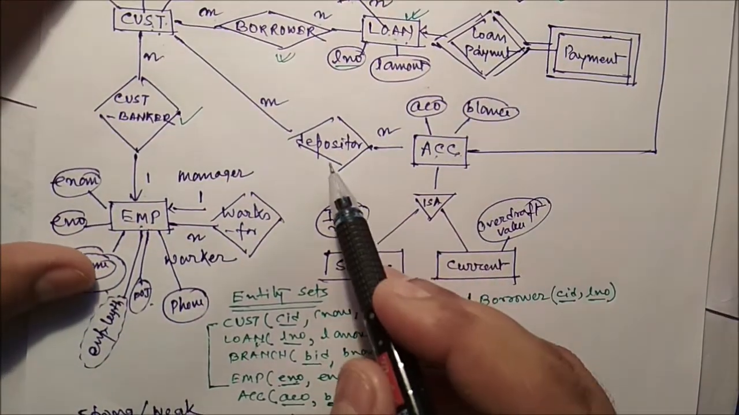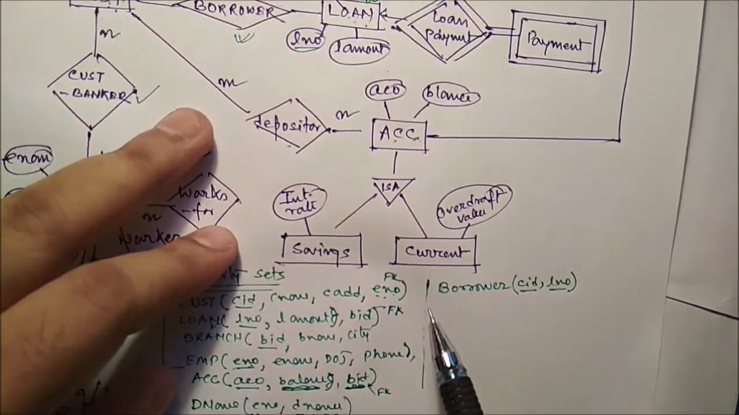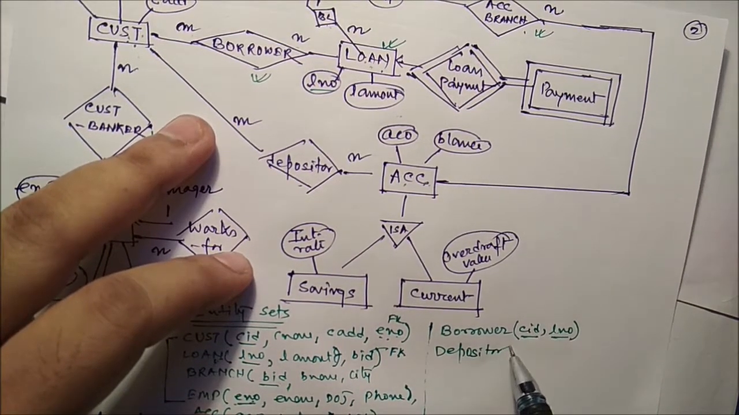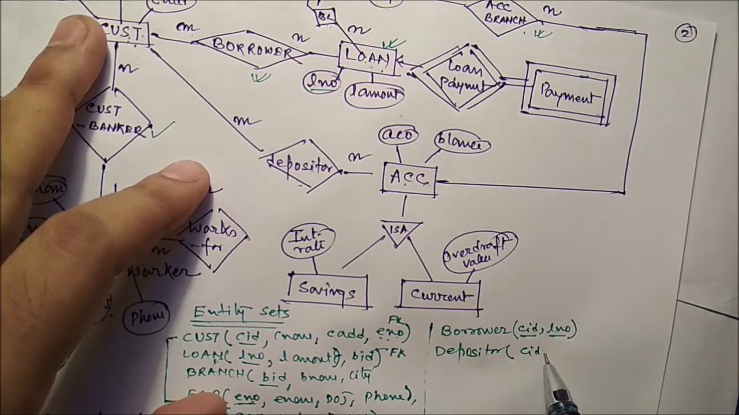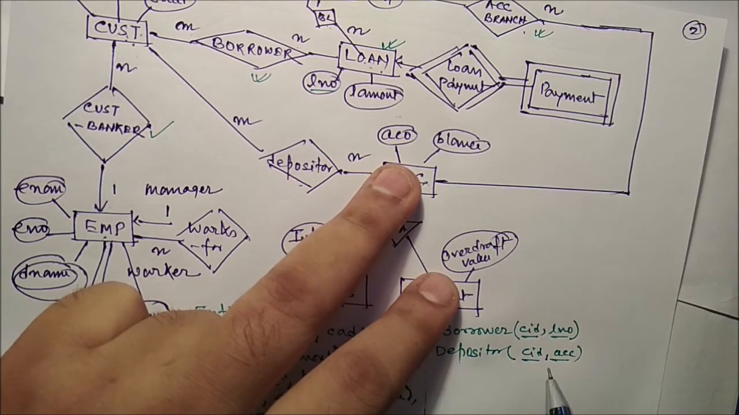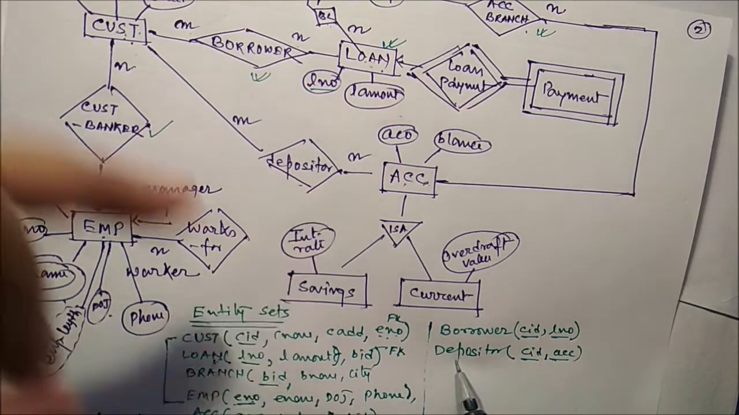Next is depositor. So it is M to N. So we need another table for that. So we need depositor, where customer ID is there and account number must be there. Both together we can form the key. So for this depositor we need the attribute.